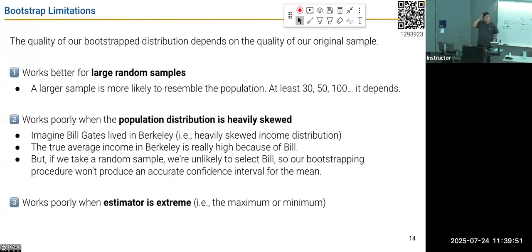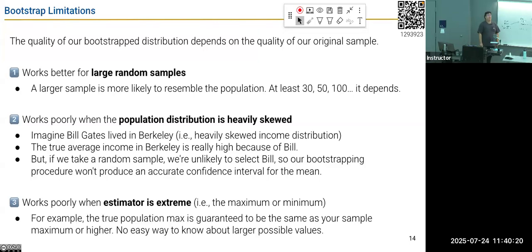Another place where your bootstrap can fail is less about the sample, but more about the quantity of interest. Before, we were always interested in, say, the average of the heights or the median. These are rather values in the middle of your distribution. But if you have something that's extreme, say, I want to estimate the height of the tallest person at Berkeley, then you're going to take your original sample, bootstrap it, and take the max of each bootstrap sample.